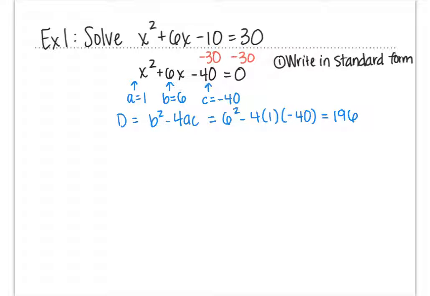You might not know off of the top of your head if 196 is a perfect square, but you can check easily on your calculator. Take the square root of 196, and you'll see that that is 14. So that tells us that 196 is a perfect square. So at this point, we could solve this equation with factoring, but I'm going to show you how you can get the same solutions by using the quadratic formula. The next step then will be to substitute into our quadratic formula.